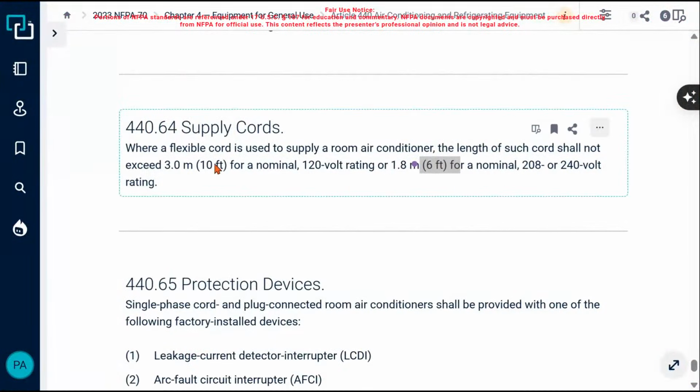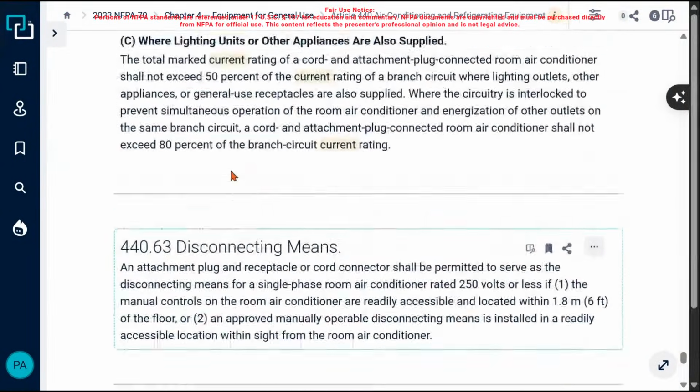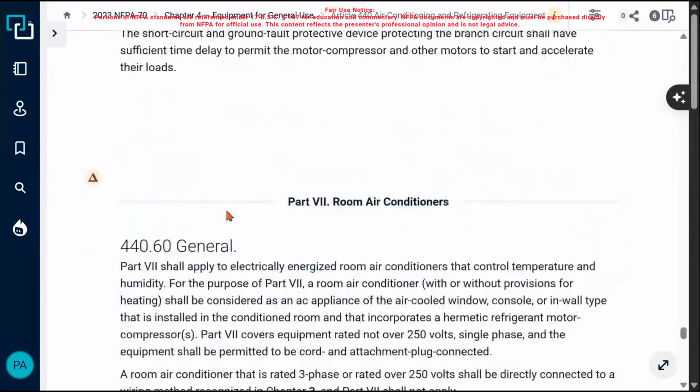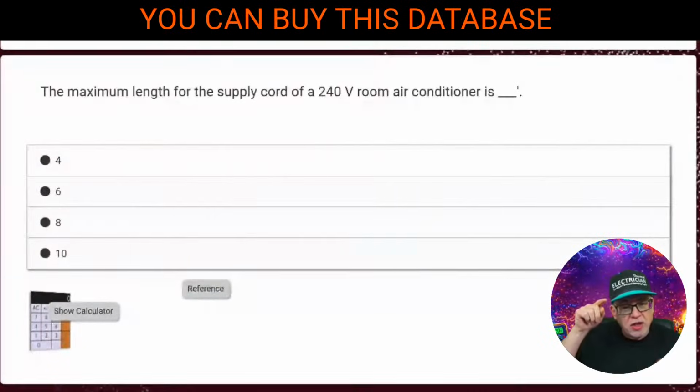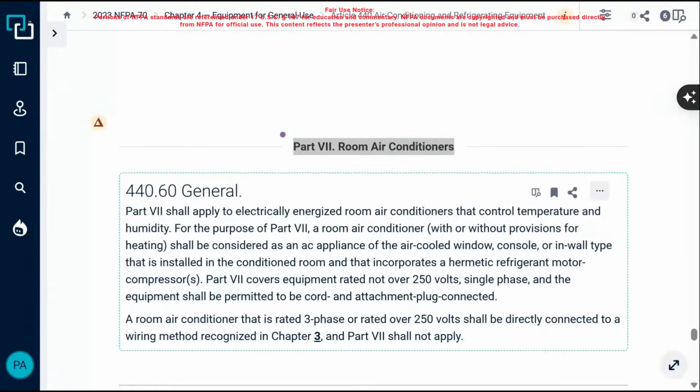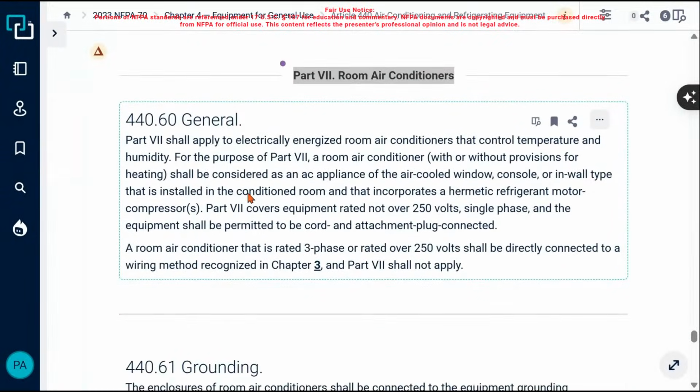All right, so here we are. Let's go ahead and get back to right here. Okay, so here's Part 7. So bold scanning would be this. I know that we're talking about supply cords. We're talking about length. We know that in the question we have 4 feet, 6 feet, 8 feet, 10 feet, so all those things should be in the code language. We're talking about the length, and it's a supply cord. All those things need to be floating around in your head because now I'm going to bold scan.